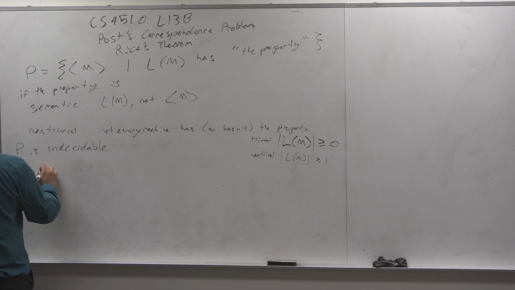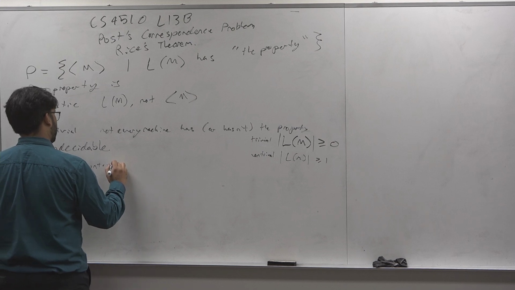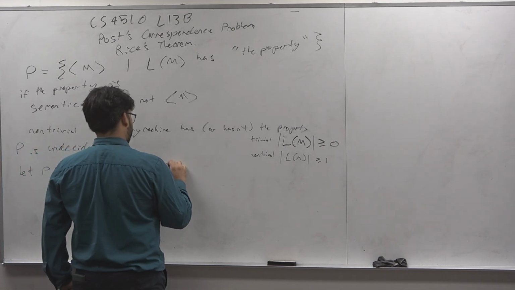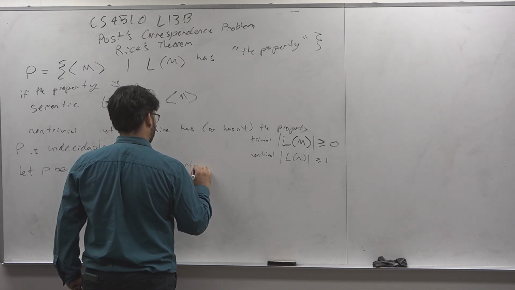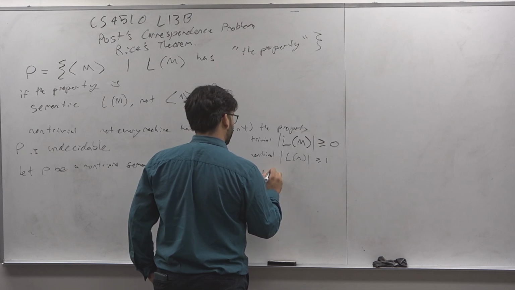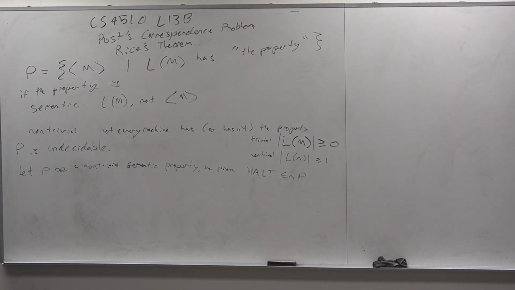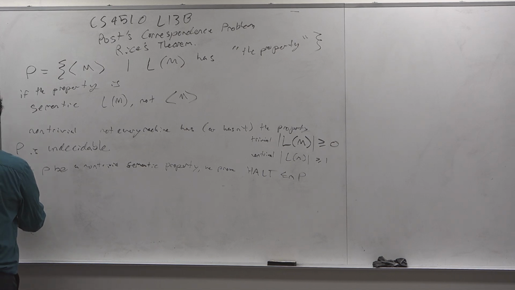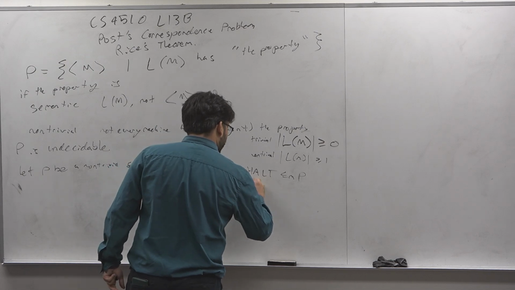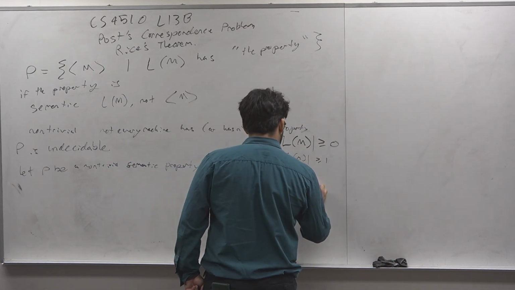Let P be a non-trivial semantic property. We prove a reduction from the halting problem to P. The reduction is going to go as follows. It's going to take an input from the halting problem, and it's going to output a machine, let's say M prime.